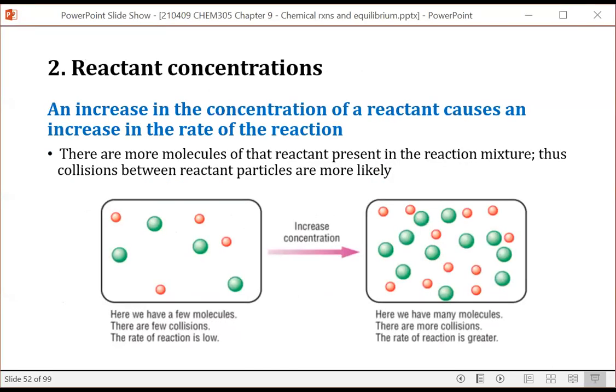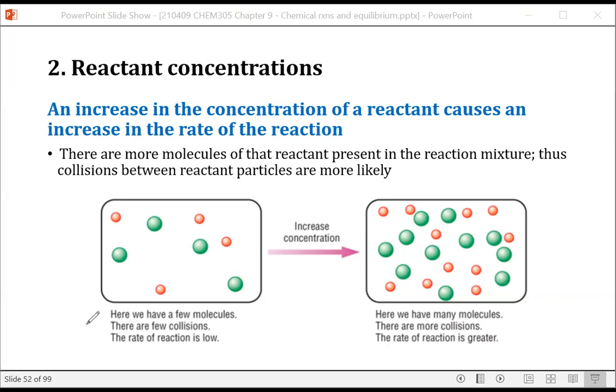Number two, we can change the reactant concentrations. So if you increase the concentration of a reactant, it's going to cause an increase in the rate of the reaction. And what's happening when you increase the concentration, as shown in the diagram, is that you're just increasing the likelihood of reactant molecules or particles colliding.